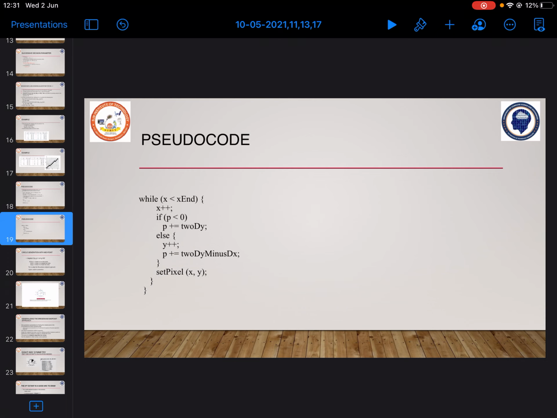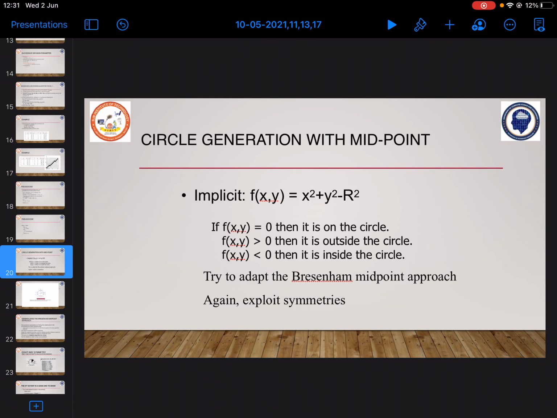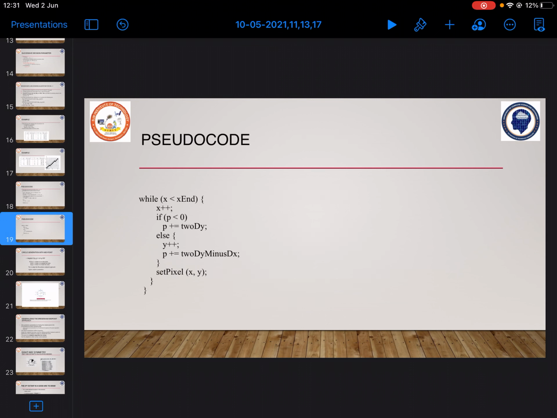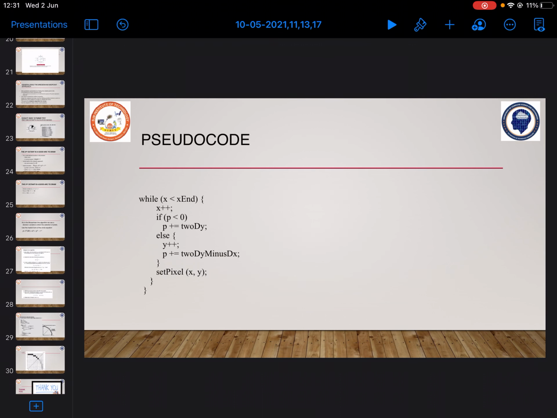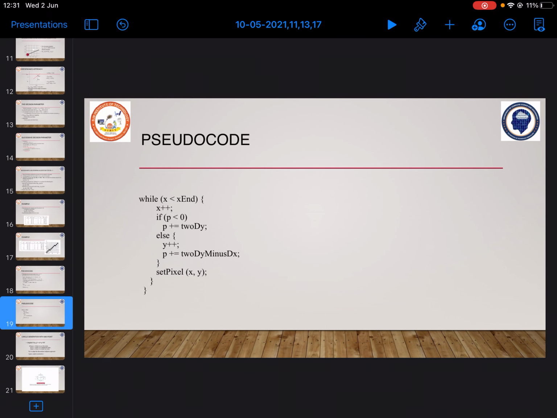Then, while x is less than xEnd, x plus plus; if p is less than 0, p plus equals 2 dy; else y plus plus, p plus equals 2 dy minus dx. Then set pixel x, y. So this is exactly what happens in the Bresenham's line drawing algorithm.